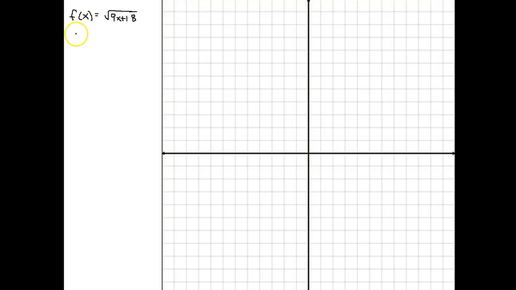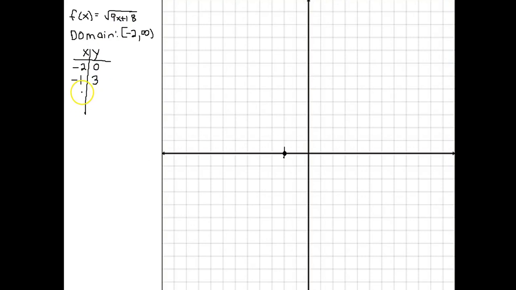Now, I know what the domain is because we found it a few minutes ago. I know the domain was -2 to infinity. So I know that this thing starts at -2. And then I could always do an XY table and get more points. Okay, so I know at -2, I'm going to get 0. Let's see, at -1, I plug that in, I'm going to get 3.